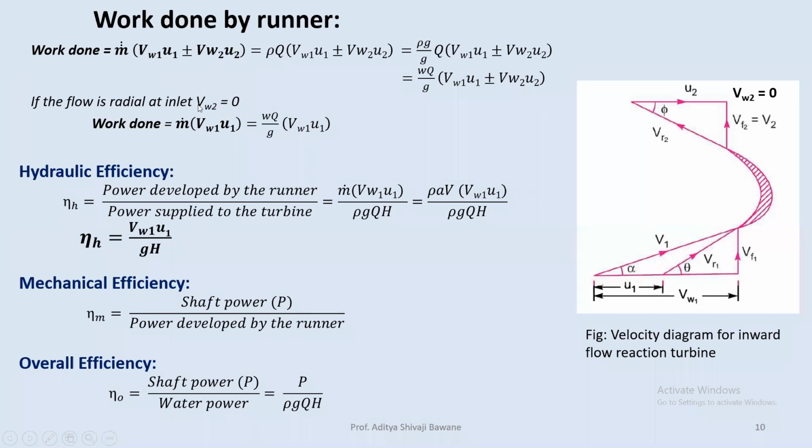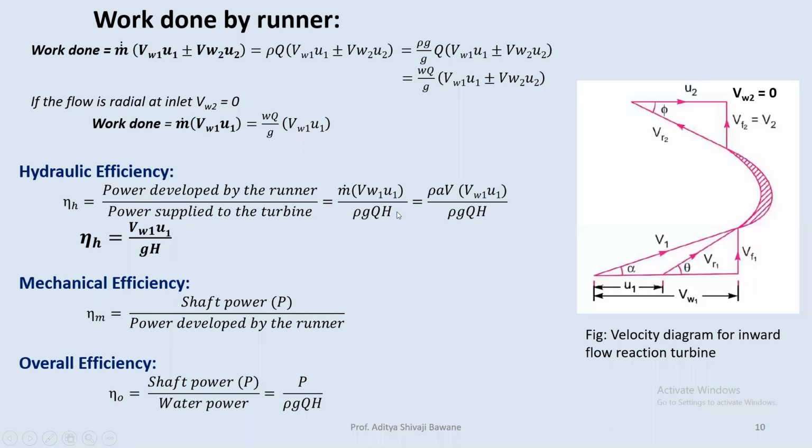If the flow is radial, Vw2 equals 0. So work done equals m dot Vw1 U1. Next term is hydraulic efficiency. Hydraulic efficiency is equal to power developed by the runner divided by power supplied to the runner. Power developed by the runner is nothing but, whenever this runner rotates, that energy is nothing but m dot Vw1 U1.